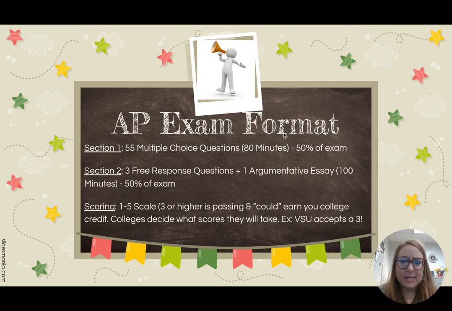The AP exam is on Monday, May the 6th at 8 a.m. That is a set date, when it is given all across the world. It has 2 sections. The first section is multiple choice questions, so students have 80 minutes to answer 55 questions. And this counts as 50% of the exam.